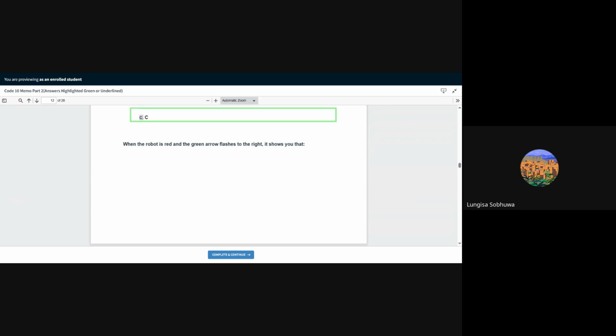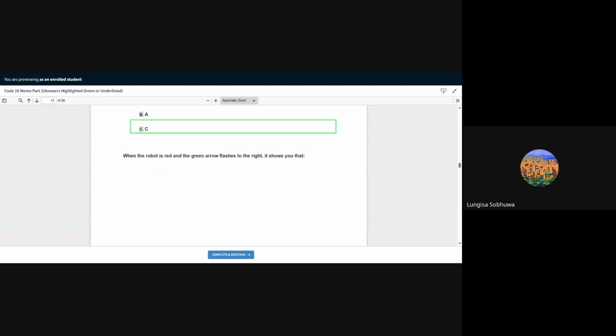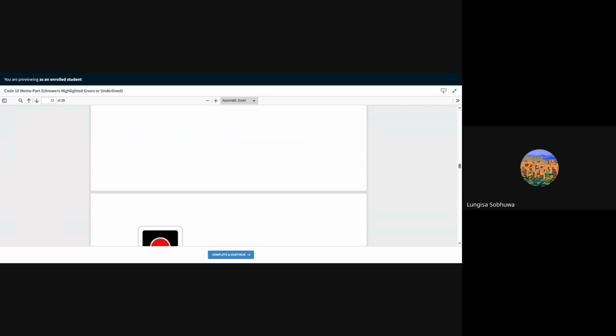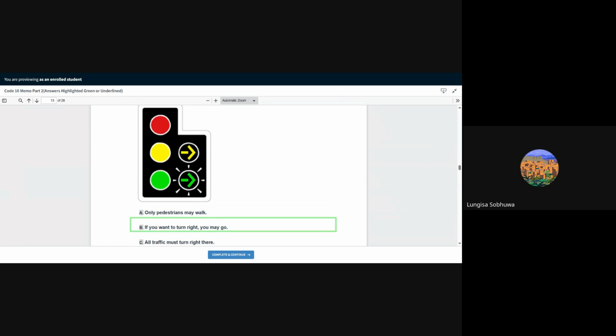And yes, when the robot is red and the green arrow flashes to the right, it shows you that, remember, the robot is red and the green arrow flashes to the right. So let's go and look at the correct answer in that case. It shows you that if you want to turn right, you must go.